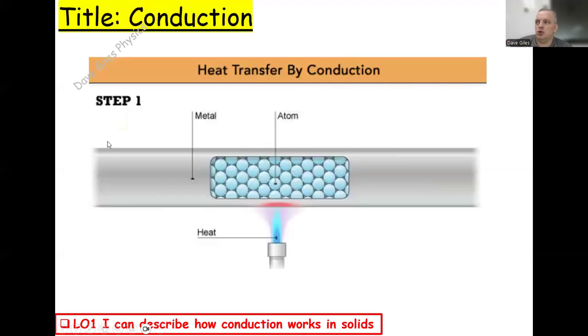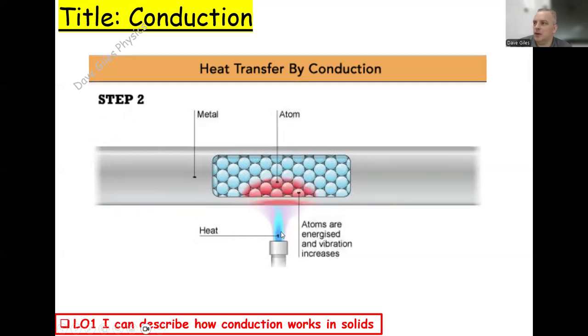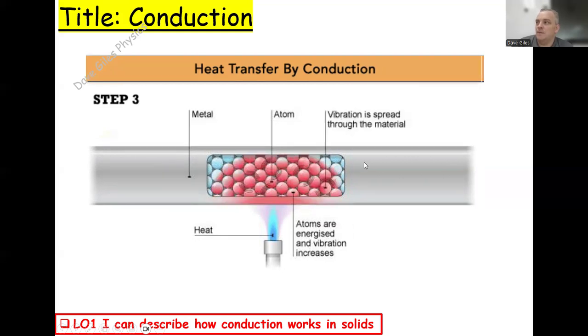So this is how conduction works in solids. You've got a heat source here, and you've got some atoms. We're looking at a metal, but just at the atoms for now. The atoms are energized and their vibrations increase because of the heat source. This atom is heated, vibrates more, which causes the next one to vibrate, and it fans out until eventually the vibrations spread throughout the metal, leaving the whole rod energized.